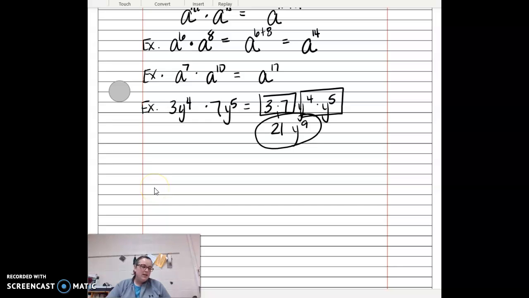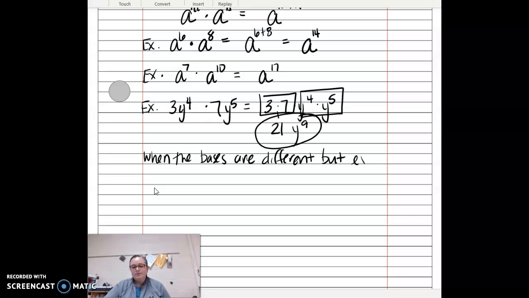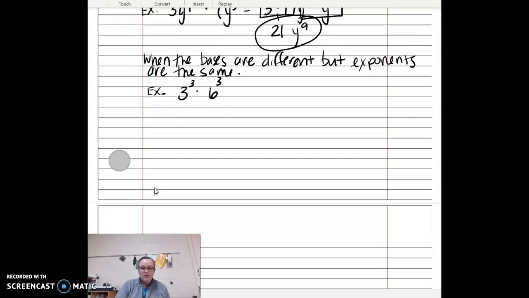So let's look at when the bases are different, but the exponents are the same. So for example, if I give us 3 to the third power times 6 to the third power. We don't really have a rule for this yet, but that's my goal, is to get us using a rule.